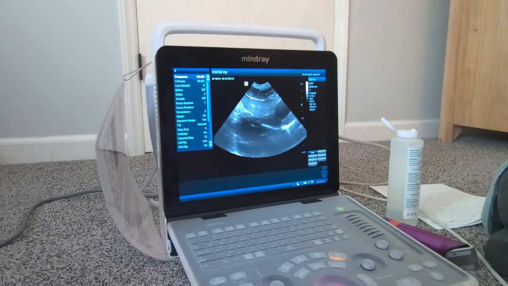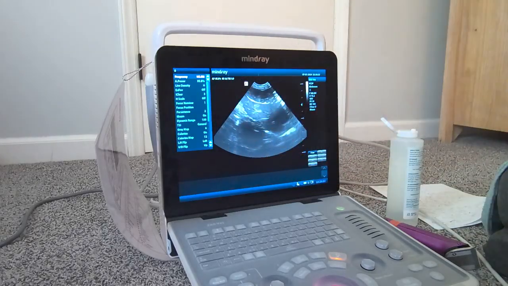So there's the heart bumping nice and slow, a nice slow heart rate on this guy. I can actually see some of the chambers of the heart in this view. So if there was pericardial effusion, I could see it. I could also monitor for any signs of pleural effusion right there too.